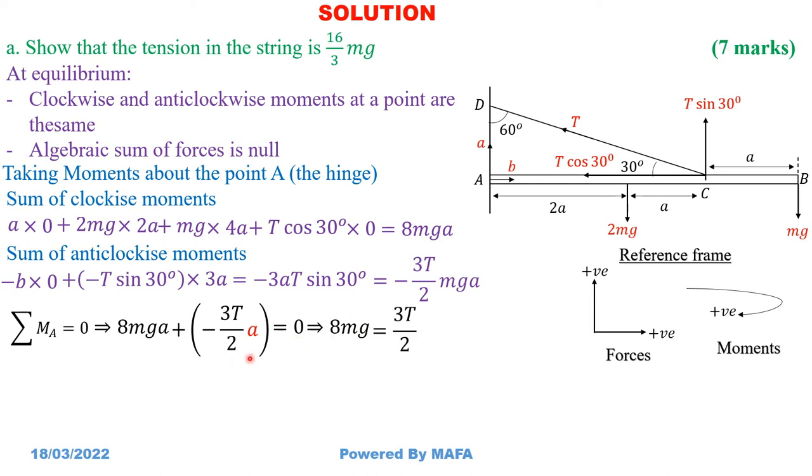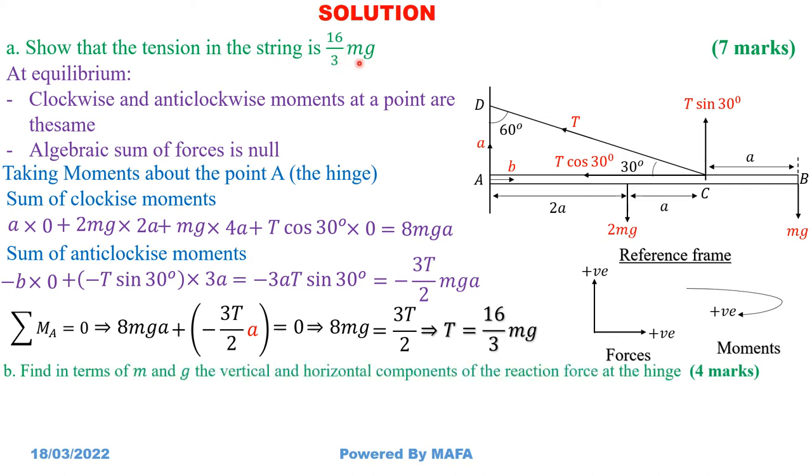This therefore means that 8mg is equal to 3T on 2, because the A's are going to cancel, because A is different from 0, it is a length and the length cannot be 0. Okay, so from there we can conclude that our T, which is the tension, is equal to 16 on 3 mg, which is what we're required to prove.